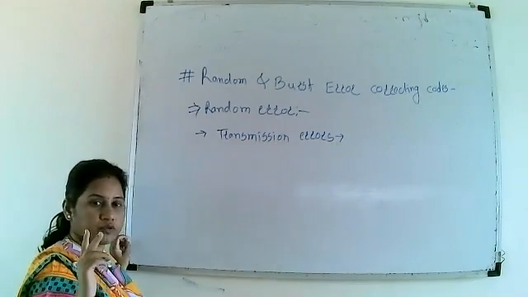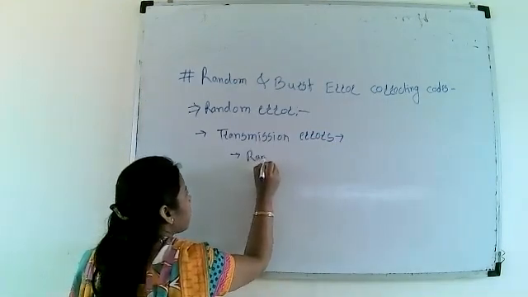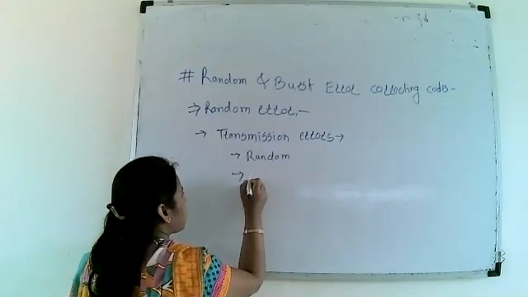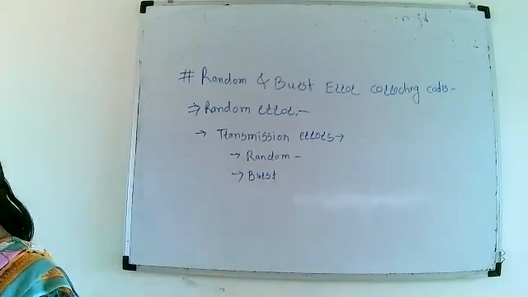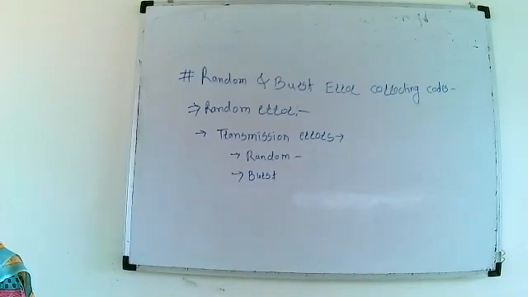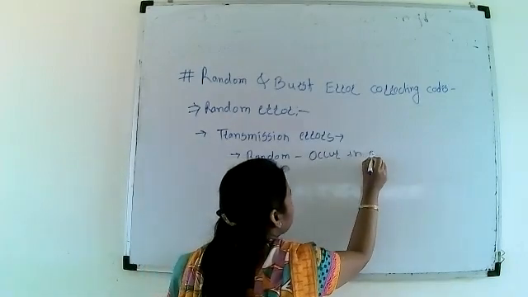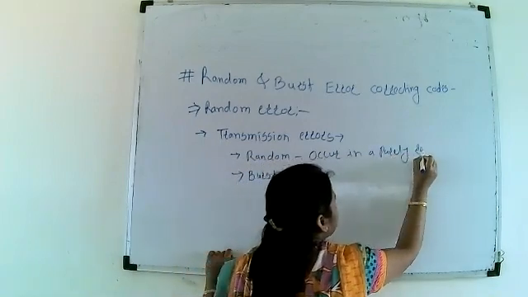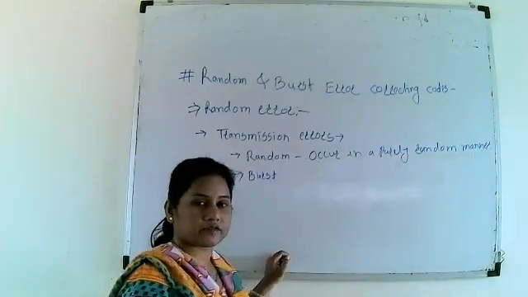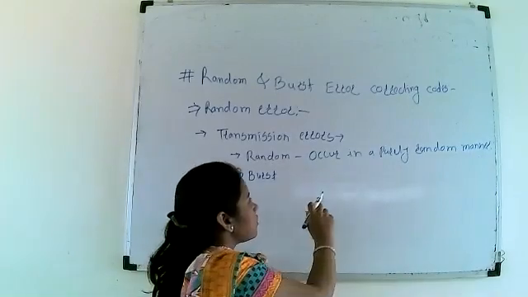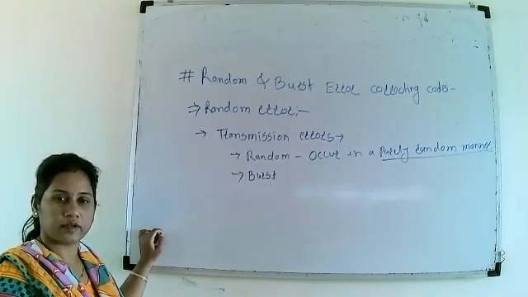In the transmission errors, we have two types of errors. These transmission errors are in the form of the random error and the burst error. Okay. So first we will see what the random error is. The random errors are the errors that occur in a purely random manner. These are called the random errors, because in the transmission they occur in a purely random manner. Okay.